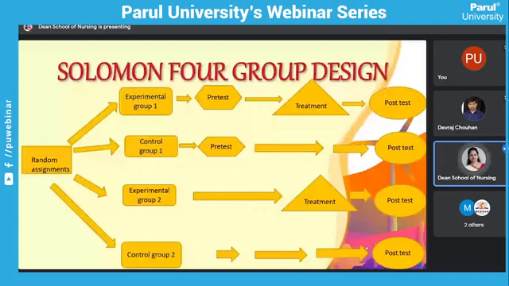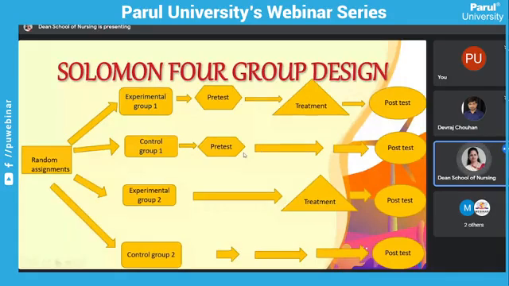Here, for one group alone they will give pretest, then treatment, and for all the groups it will be post-test. Experimental group 1 and control group 1 both take the pretest, then treatment for experimental alone, and then post-test for both. In the second experimental and control groups, they will not give any pretest, only treatment for experimental, then post-test. So R1, R2, R3, R4, post-test will be done for all four groups. They will find out the result based on this.